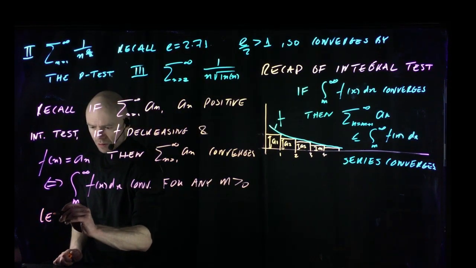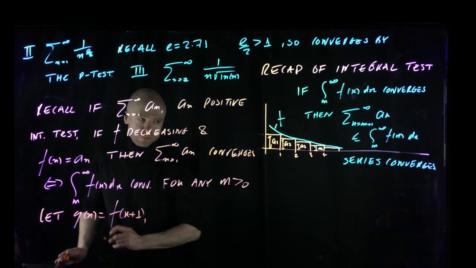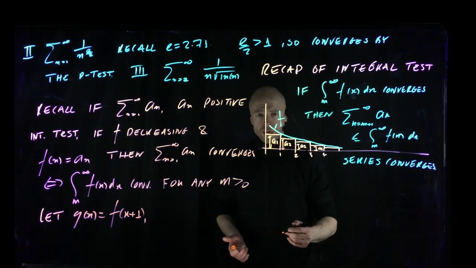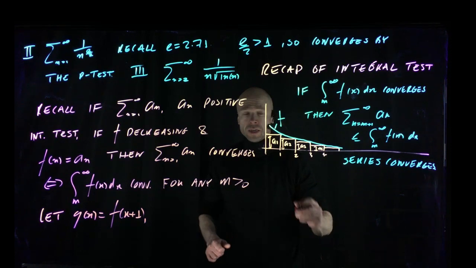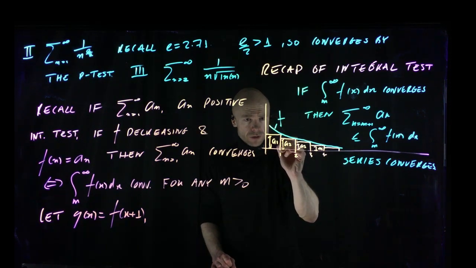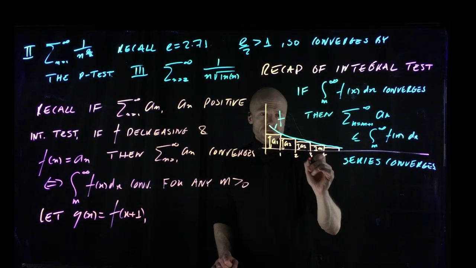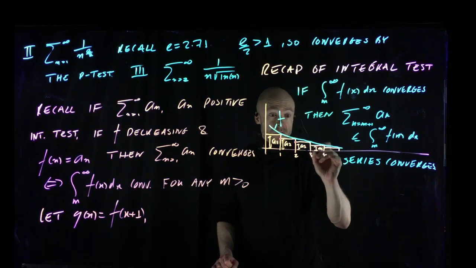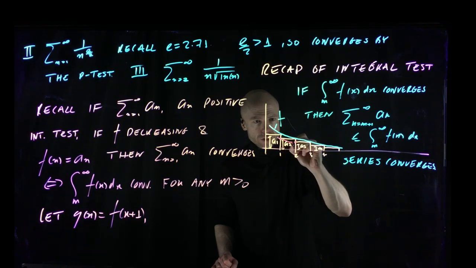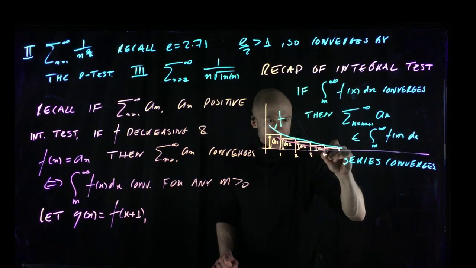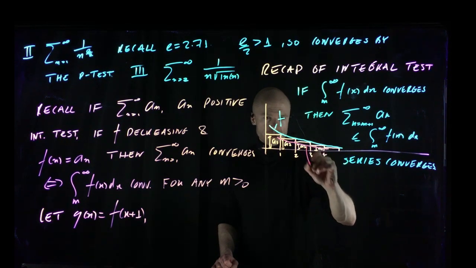So let g of x just be f of x plus 1, right? If we have g defined in this way, let's change color to red, then g of 1 is f of 2, which is a2. So g of 1 is here. G of 2 is f of 3, which is a3, which is here. G of 3 is f of 4, which is a4, which is here. So this function right here, g, lives underneath. So this is our function g.